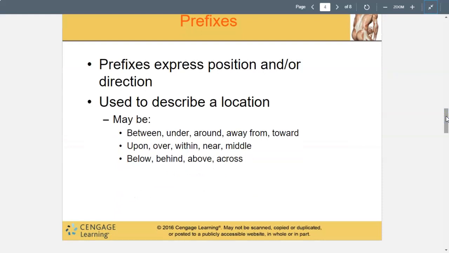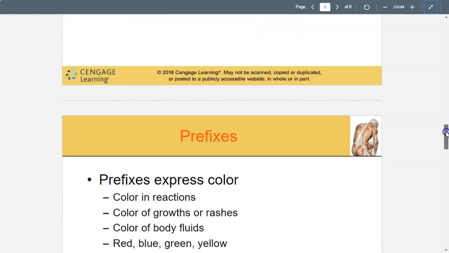Okay, prefixes also express position and or direction. So we're looking at words that involve between, under, around, away from, toward, above, below, behind, around. All of those are considered prefixes as well. And sometimes one prefix will have multiple meanings. And so as you're going through and doing your homework, make sure you write all of them. Some people have a tendency just to try to remember one, but it's important to try to remember all of them. So when you're doing the homework, I like to see people writing everything that's listed in the book, even if there's 2 or 3 of them, okay?